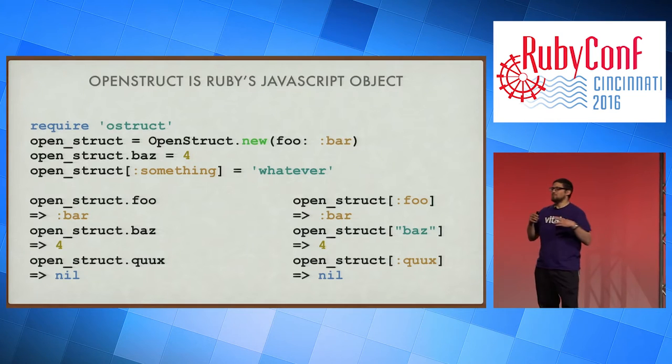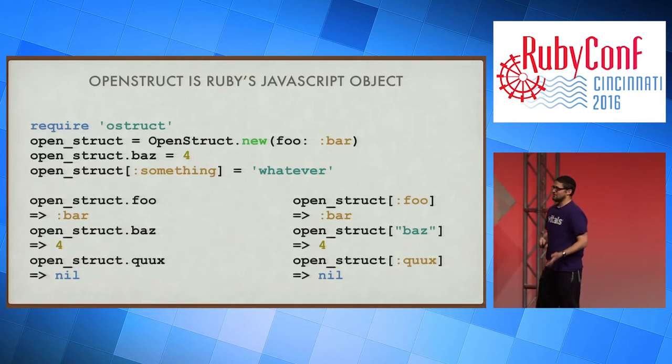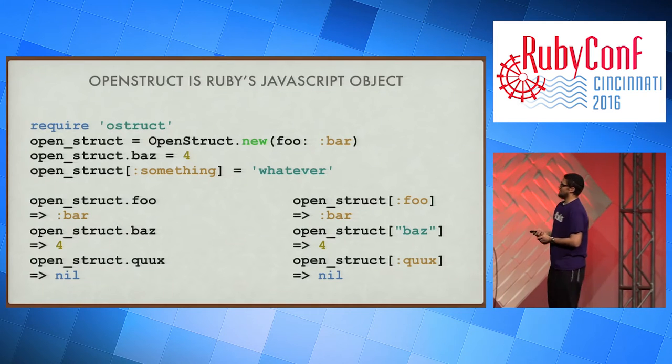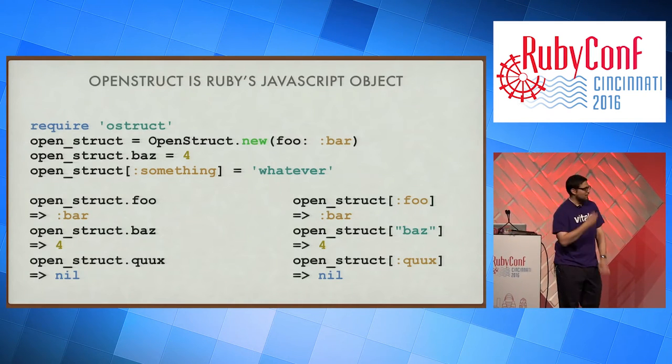So you have an object with arbitrary attributes. You can use dot notation or bracket notation to add and retrieve attributes. That sounds pretty much like a JavaScript object. So that's why I like to think of it that way.